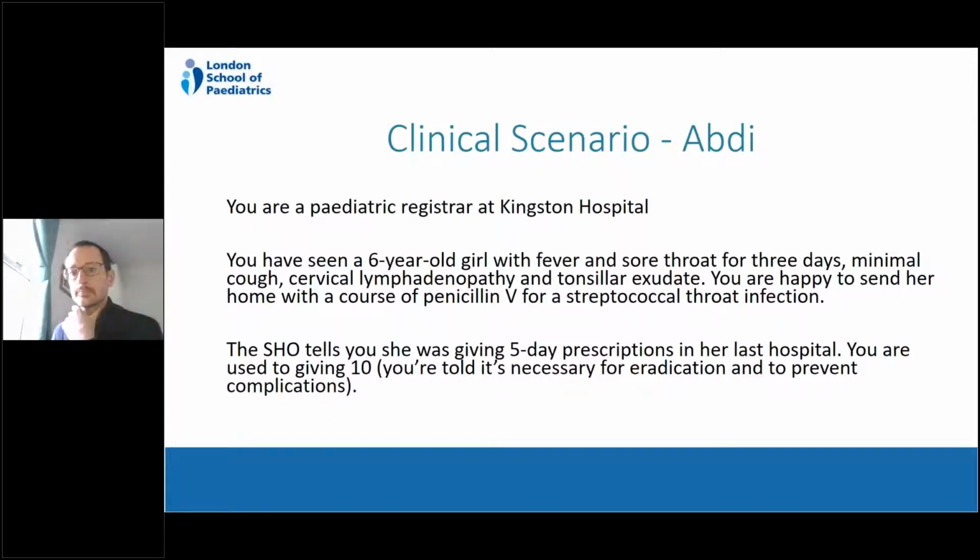So basically, this is set at Kingston Hospital, where you are the pediatric registrar, or you've just seen a six-year-old girl who's presented with a history of fever and sore throat for 3 days. She's got minimal cough, and there is some cervical lymphadenopathy that you could feel, and there's some tonsillar exudate that you can see as well. And following your clinical examination, you are happy for her to go home with a course of penicillin V for a strep throat. And the SHO tells you that she was given 5-day prescriptions at our last hospital, and that sort of leaves you thinking, because you're used to giving 10 days.